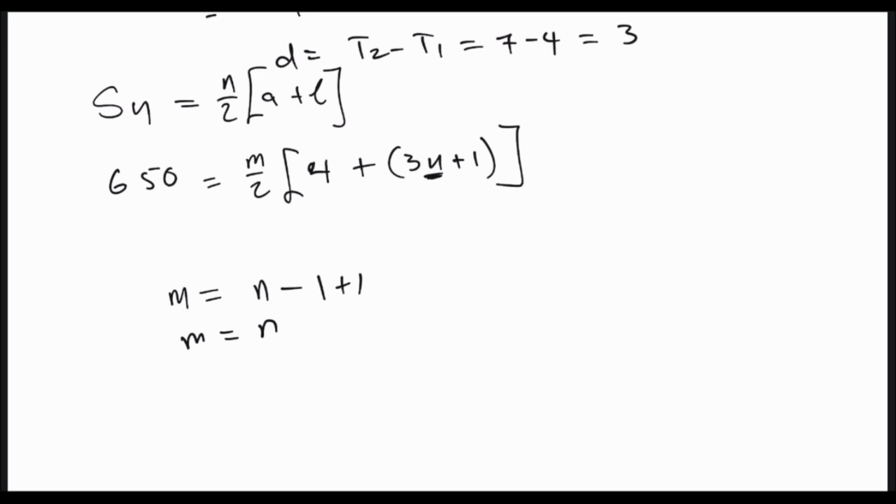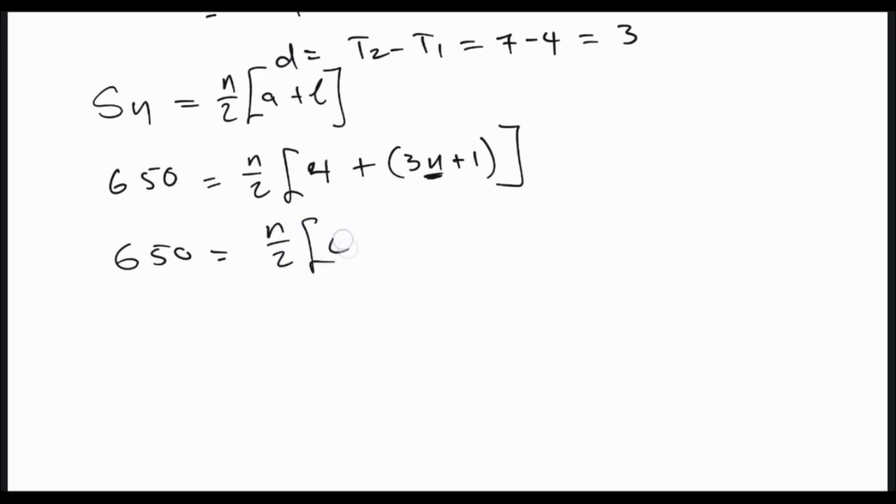Because we have seen that they are equal to each other, right? There may be cases where they are not equal to each other. Okay, all right, I hope you get that. Great. So let's change this m over there to our n, then we continue working. So now this 650 is equal to n over 2 times 4 plus 3n plus 1, right?